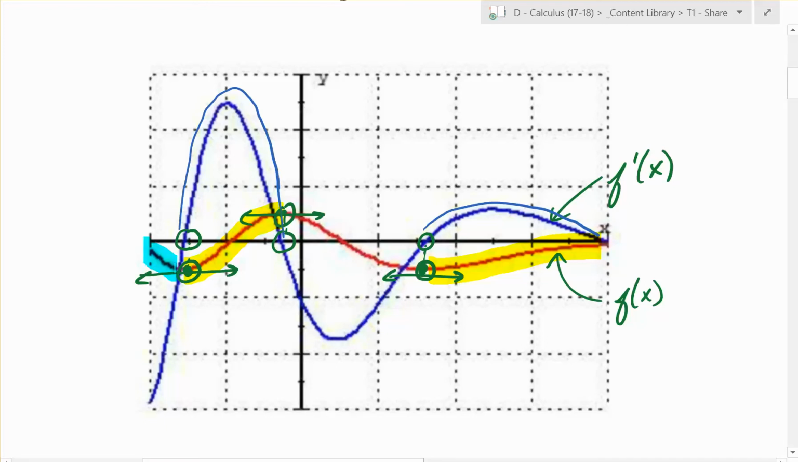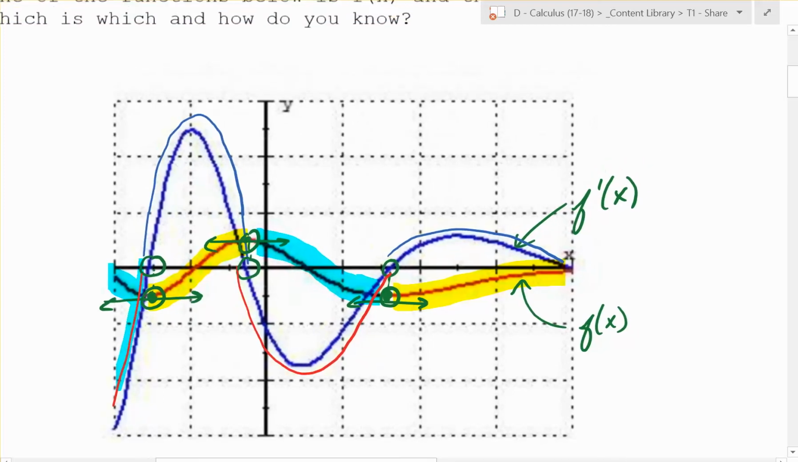Where's the red function decreasing? Well, it's decreasing everywhere else. If the blue function is going to be the derivative, it must be below the x-axis. And look, it is. From here and here, it is below. So what did we check? We checked where the derivative is 0. We checked where the function is increasing or decreasing. You check those three things.